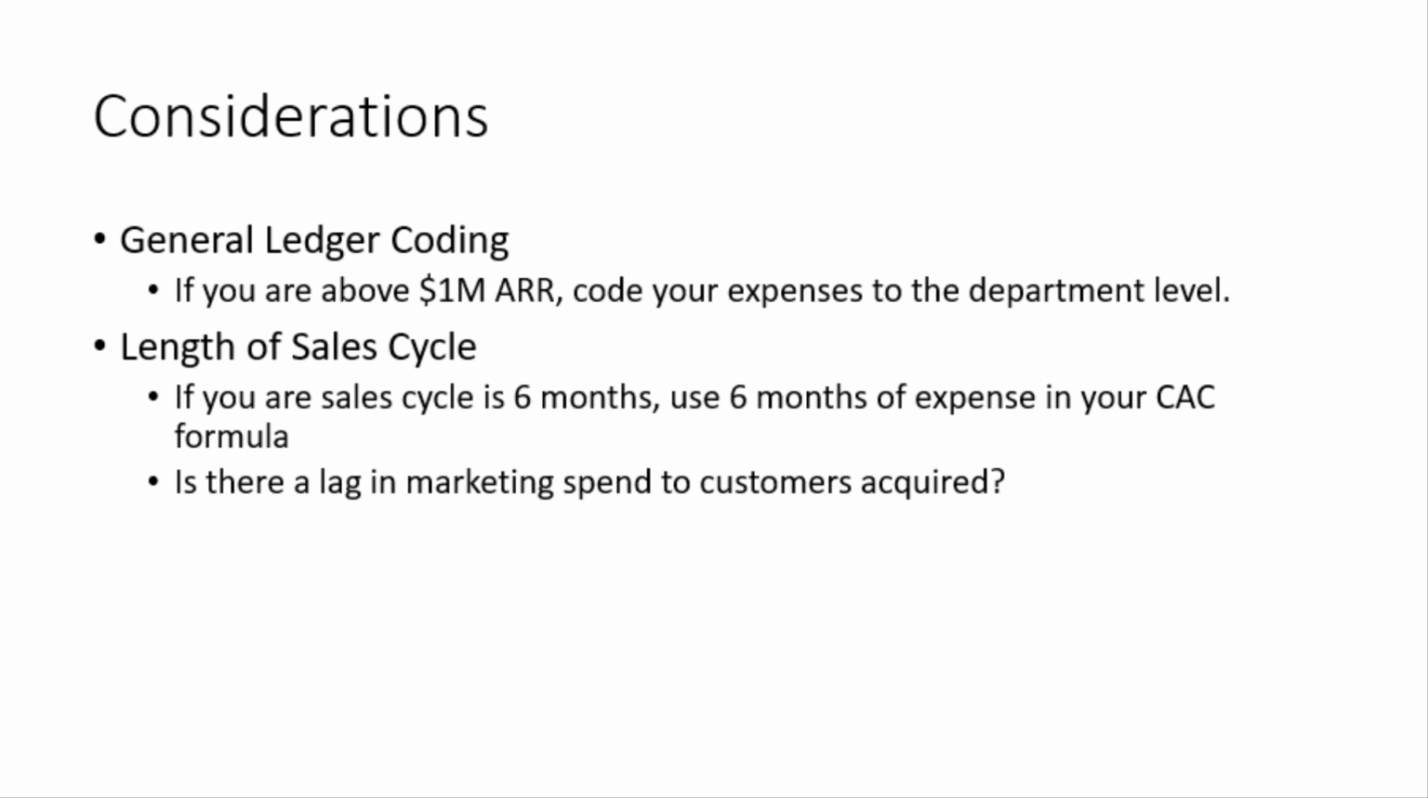Another consideration is your length of sales cycle. So if you have a 6-month sales cycle, I suggest using 6 months of expense to calculate your CAC formula. Same thing if it's a 1-month sales cycle or an 18-month sales cycle, you have to capture that correct time frame to have an accurate CAC formula.